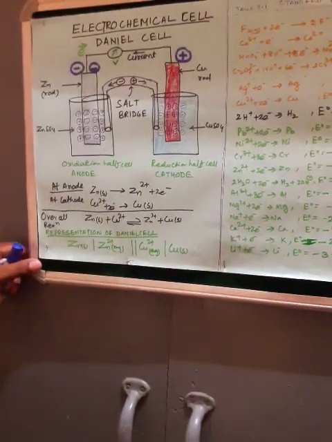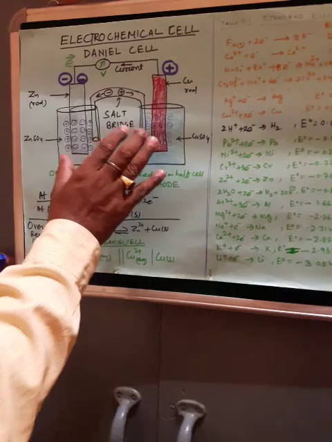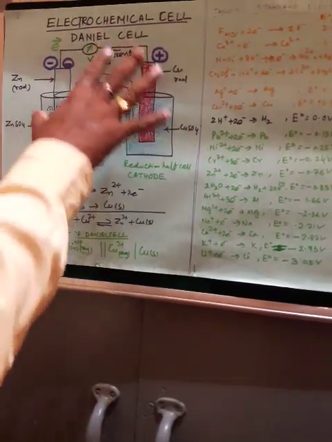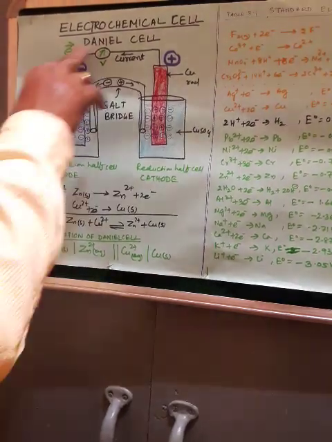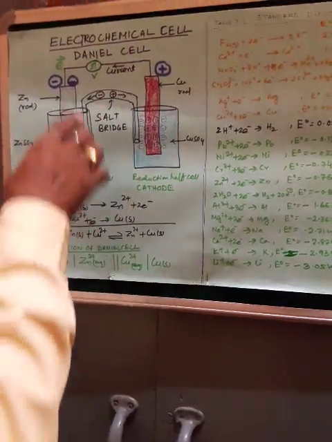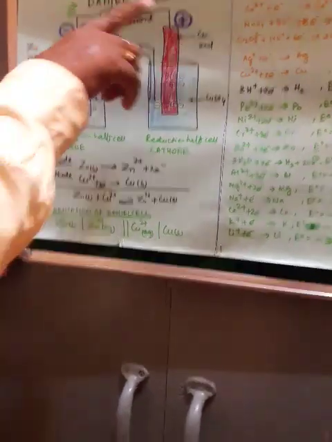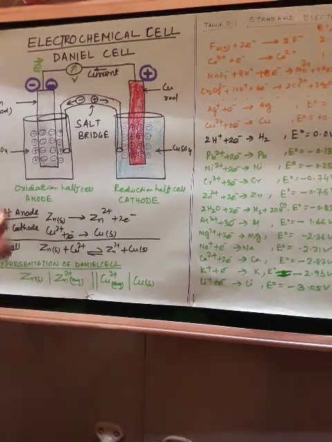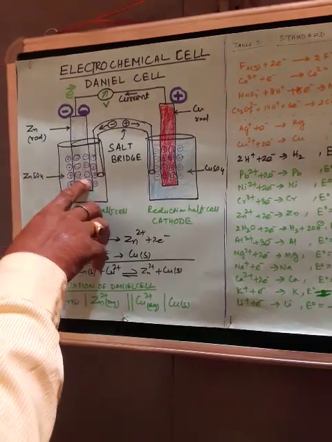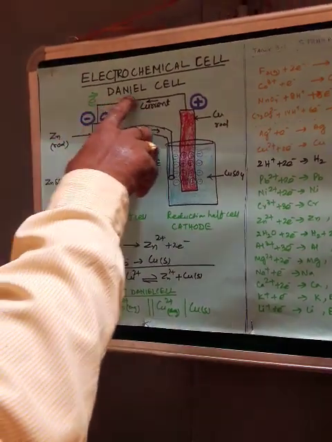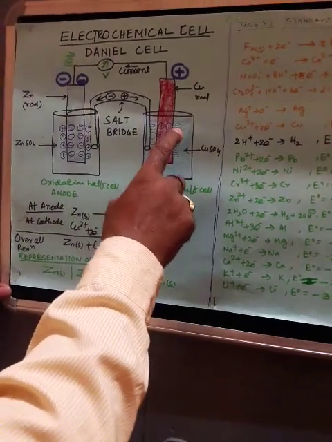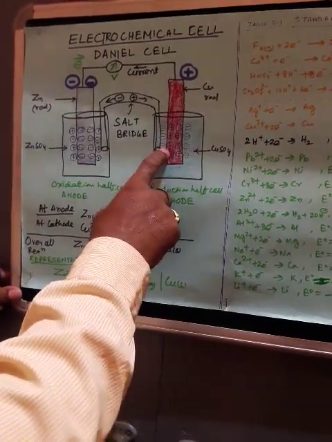Now when the salt bridge is inserted inside the two half cells and the connection is complete, what do you find? You find that some current flows, indicated by the voltmeter. The electrons are produced in the zinc electrode and flow from the zinc electrode to the copper electrode, and the copper ions from the solution will be reduced here.